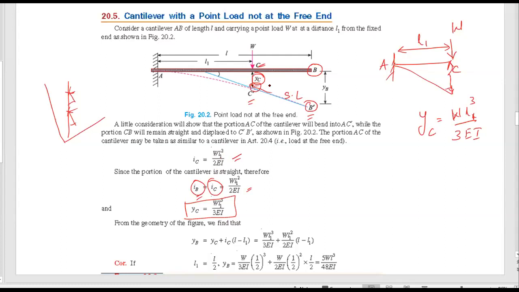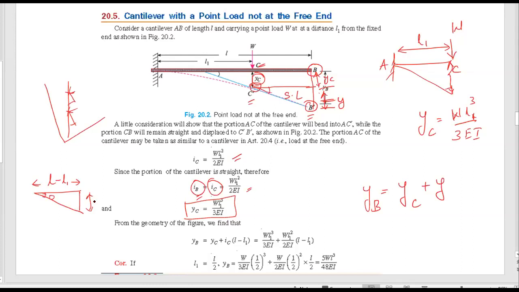Now, I need to consider this as a rectangle and a triangle. So the rectangle whose width is YC, and we need to find out the unknown depth, this value from here to here. Therefore, YB is equal to YC plus some unknown value Y. So I need to find out the Y. Here a triangle is observed, whose length is L minus L1, and this angle is theta, and the opposite side is Y. Therefore, tan theta is equal to Y divided by L minus L1.